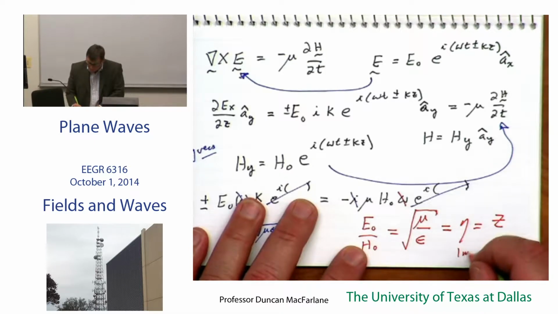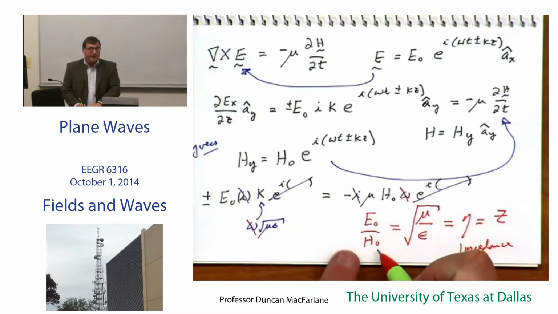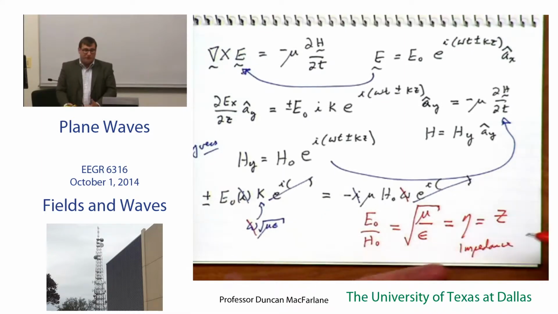And we call that an impedance. So you move between volts per meter and amps per meter through ohms. And so that just gives me an impedance.